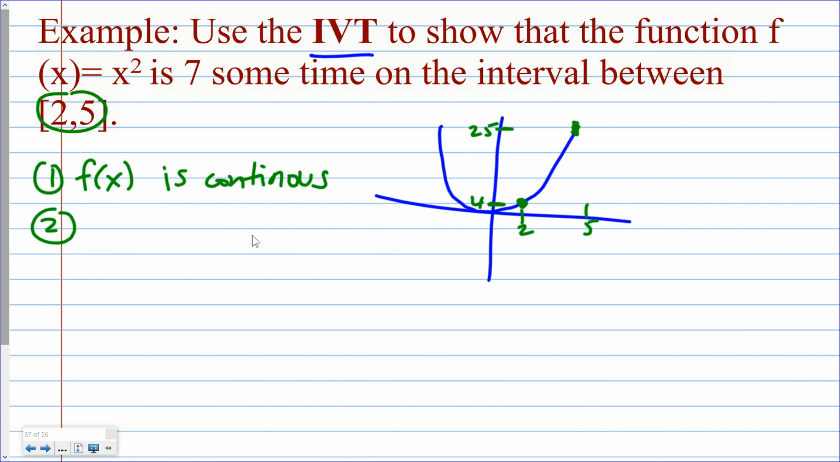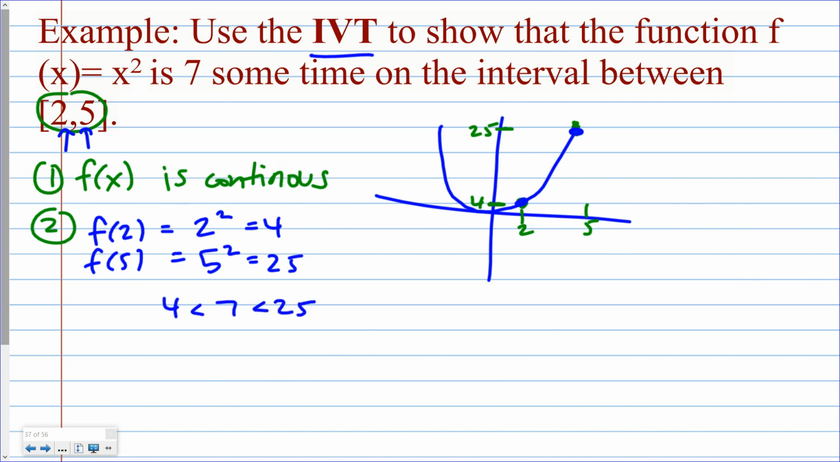The next thing you have to tell me is you have to plug in your endpoints. So plug in 2 and plug in 5 into your function. Your function is x squared, so this will be 2 squared where you get 4, and this will be 5 squared where you get 25. So you see I'm getting my two y values. The question is, is 7 between those two? Yes. So then you have to tell me, yes, 7 is between those two values.